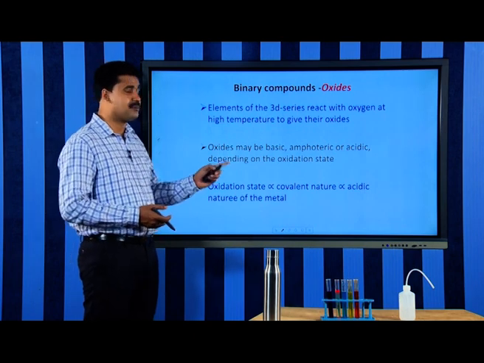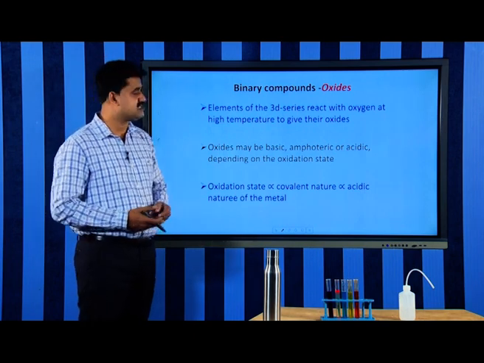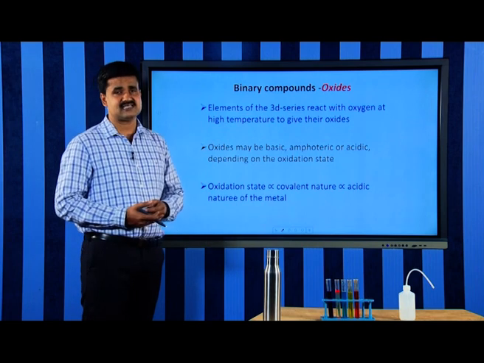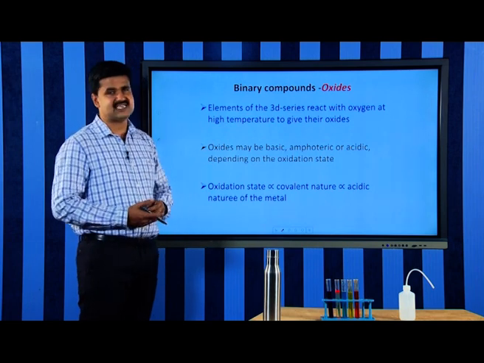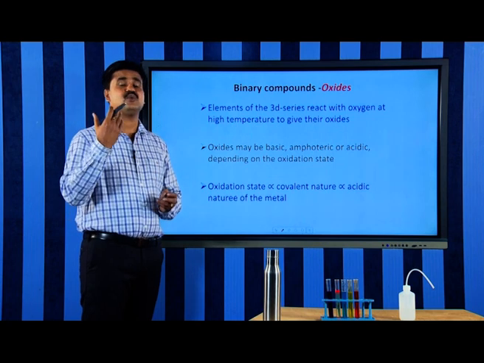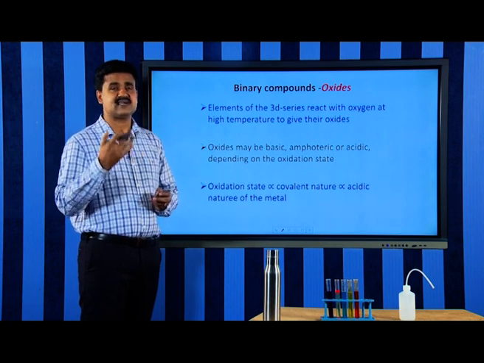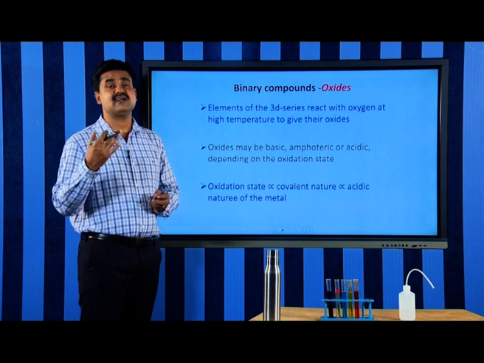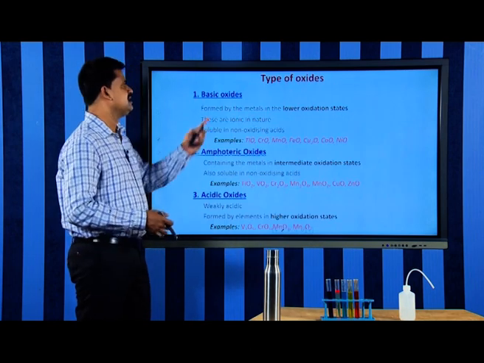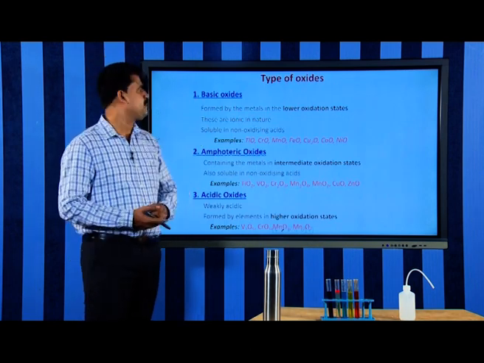Oxidation state is proportional to covalent nature. The higher the covalent nature, the higher the acidic nature. That is, higher oxidation state oxides have a tendency to form acidic oxides. The 3 types of oxides are here.